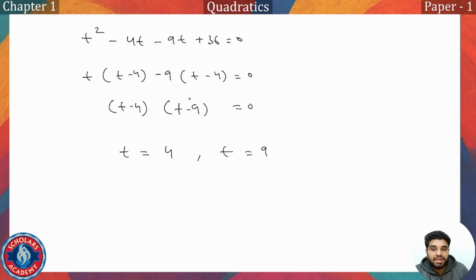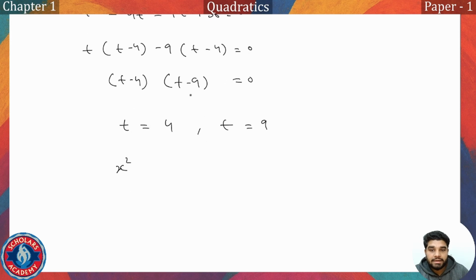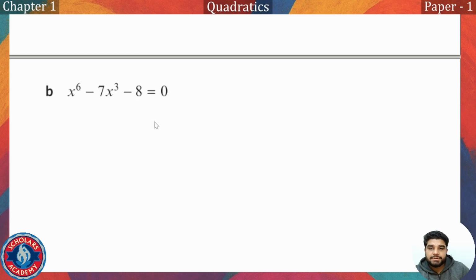But do I want t? No. I need the value of x, and what I substituted was x square is equal to t. So substituting that back, I get x square is equal to 4, or x square is equal to 9. So the values that I get for x are plus minus 2, or x is plus minus 3, right? Root of 4 and 9. So these are the values of x. This is how we'll solve this. Let's go towards the next question.